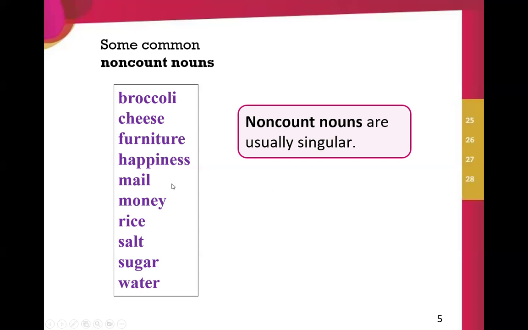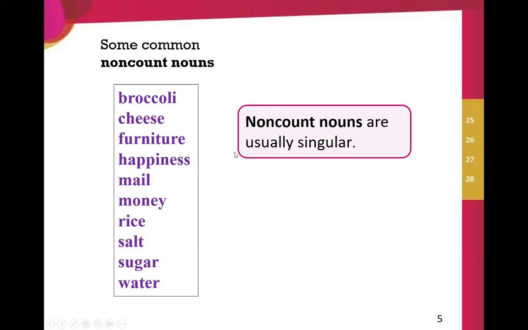Mail means several materials, for example, email, letters, boxes, and so on. Mail is not email. Email, one email, two emails, and so on. But mail is an uncountable noun. Money as well is an uncountable noun, but we can count pounds, dollars, and so on. But we cannot count the word money, this special word. Rice also uncountable noun. Salt uncountable. Sugar, water, and so on.